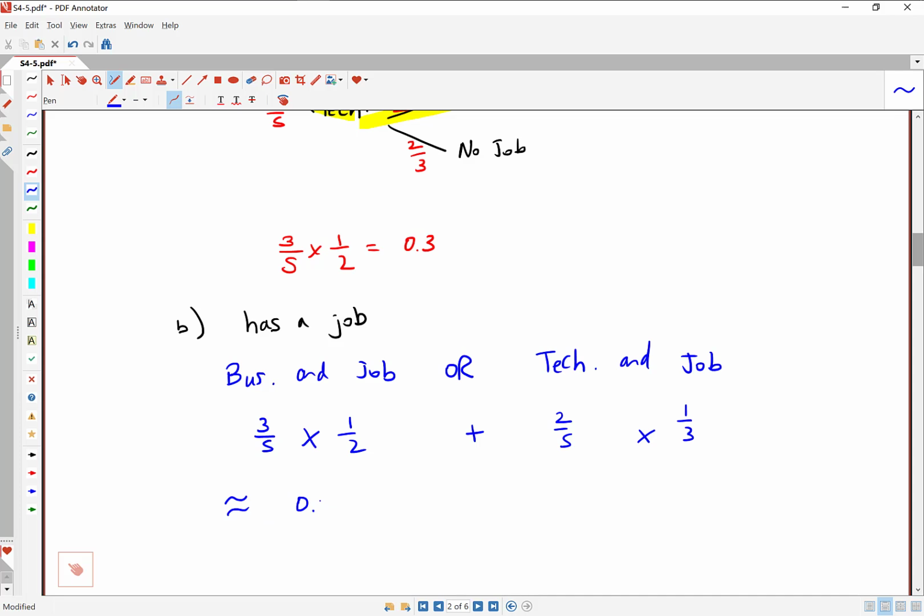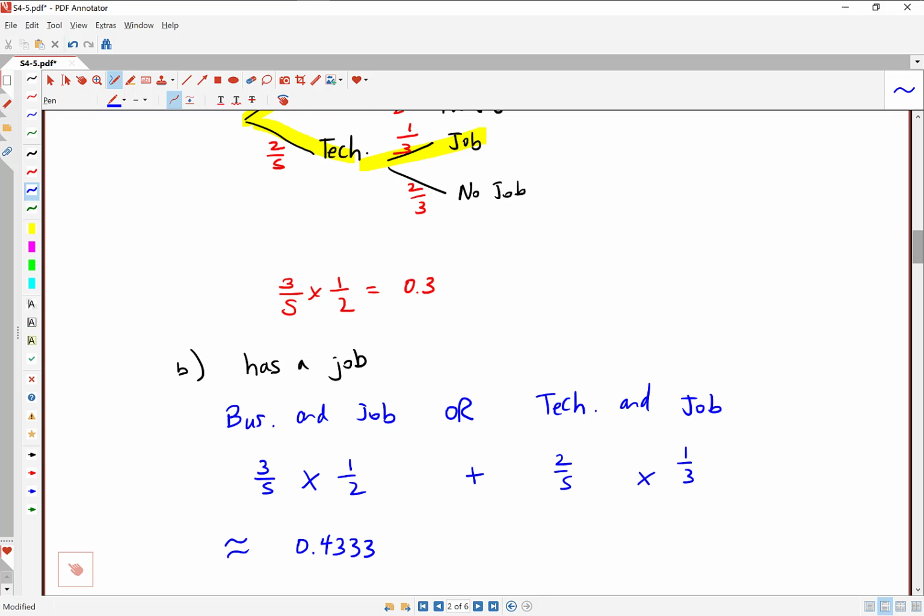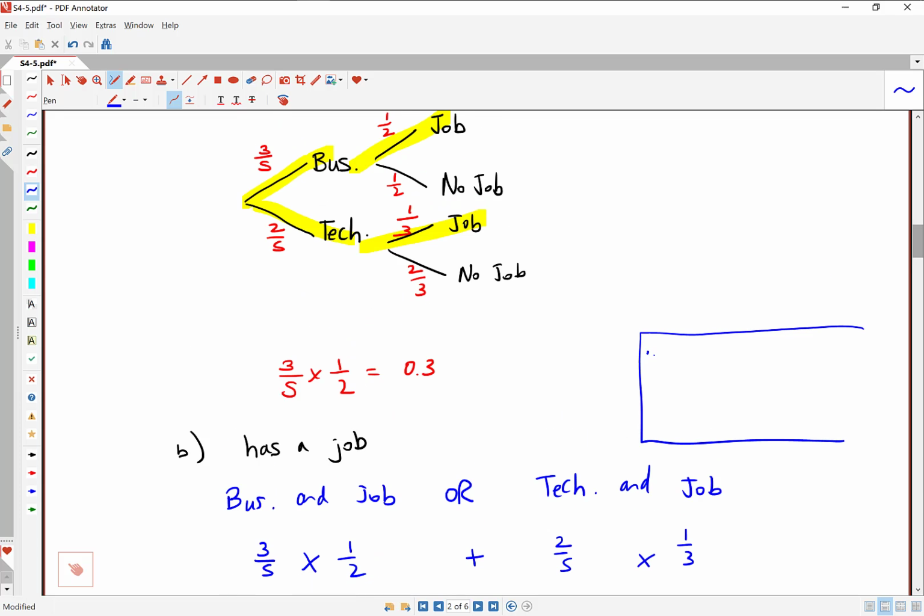So that comes out to about 0.4333. Because we're going to be working with tree diagrams quite a bit in this section and the next section, let's see if we can write down in terms of the tree diagram how we actually did this calculation. So what did we do? We multiplied along each path. So to get the probability that a student was in business and had a job, we multiplied business and job, because "and" is the key word for multiplication.